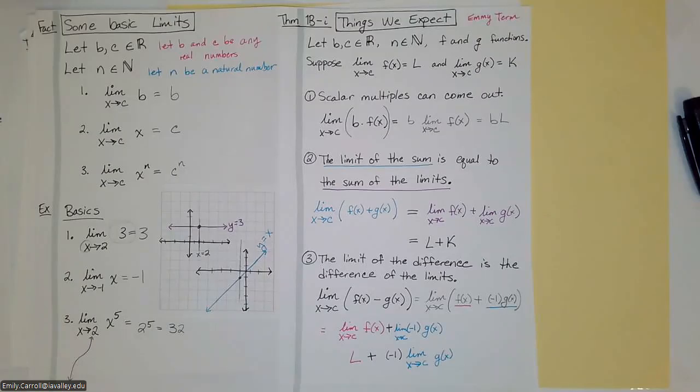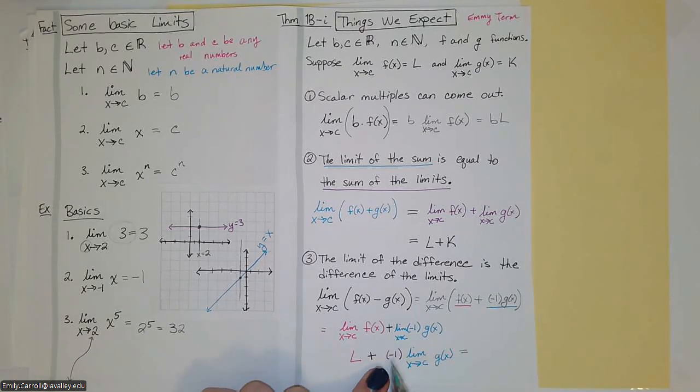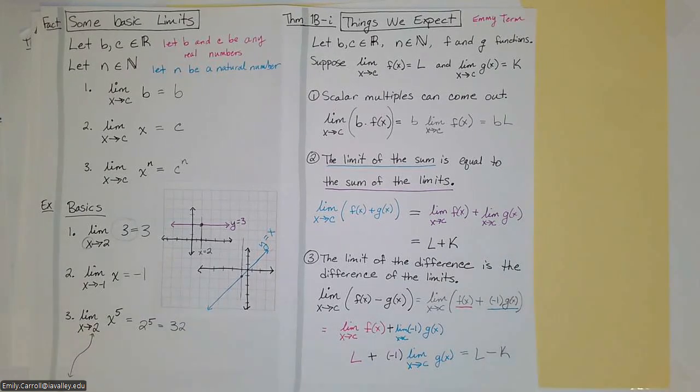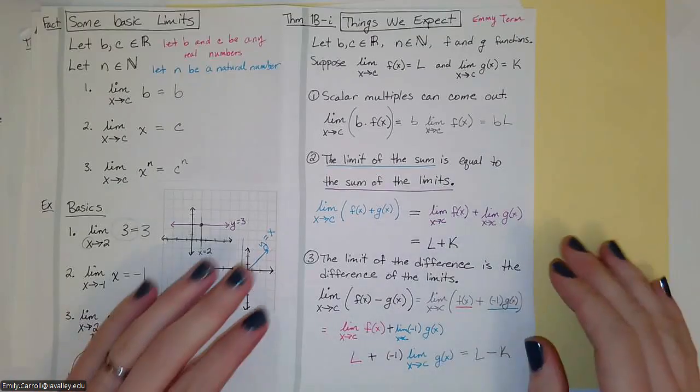Okay, and now I've actually got everything I need to figure out what this is equal to. This is -1 times the limit for g, which is k. -1 times k I can write as minus k. All right, so f goes to L, g goes to k. F minus g is going to go to L minus k. But wait, there's more.